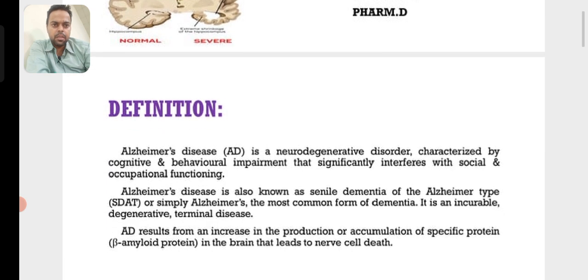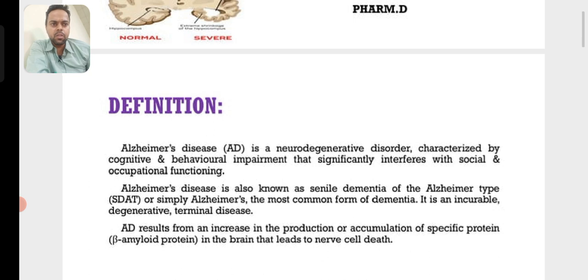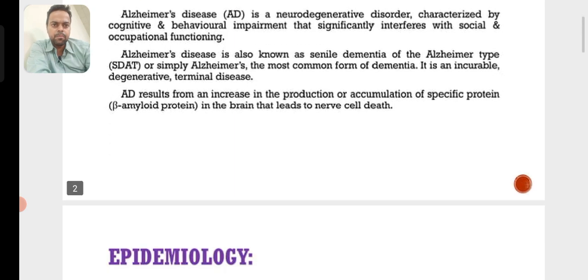What is Alzheimer's disease? A neurodegenerative disorder characterized by cognitive and behavioral impairment that significantly interferes with social and occupational function. It is also known as senile dementia of the Alzheimer type. It results from an increase in the production or accumulation of a specific protein, beta amyloid protein, in the brain that leads to nerve cell death.